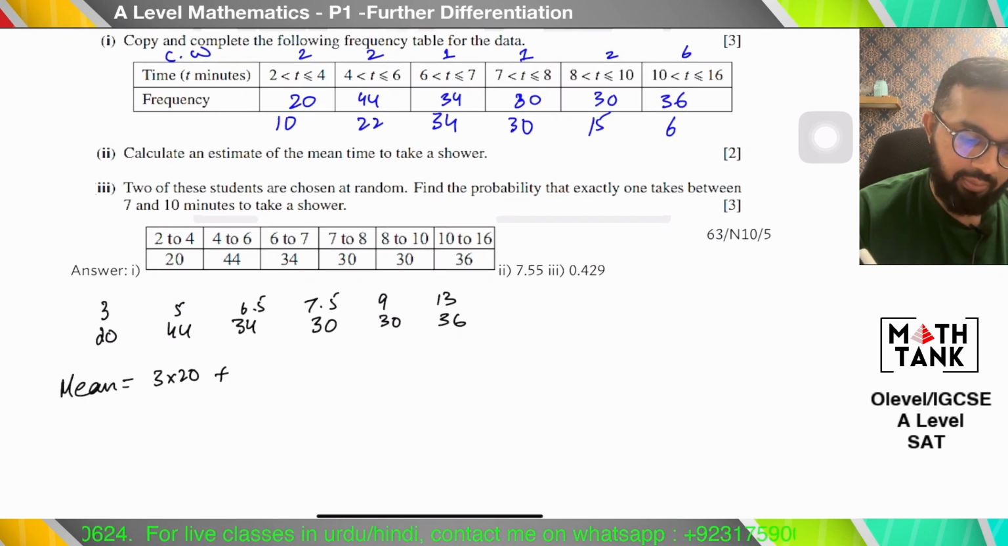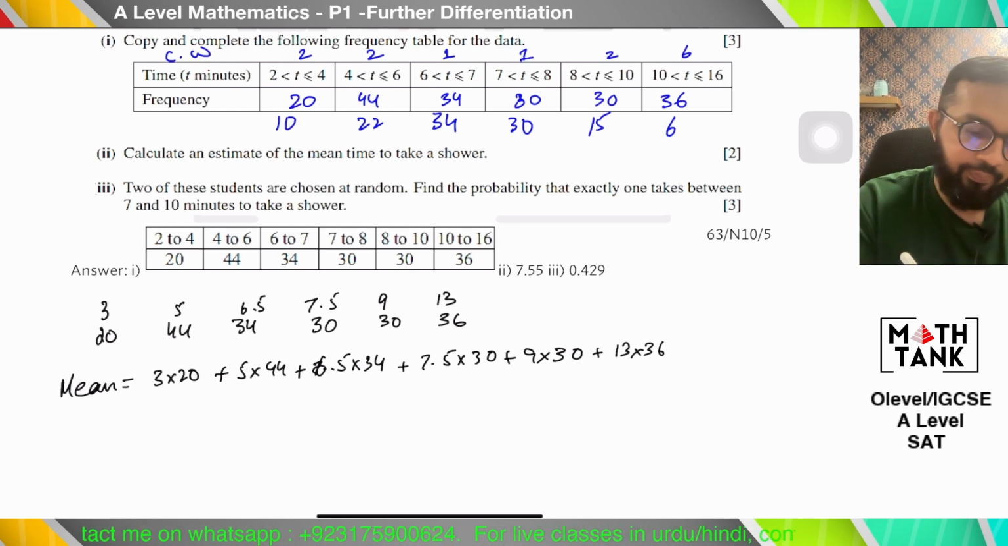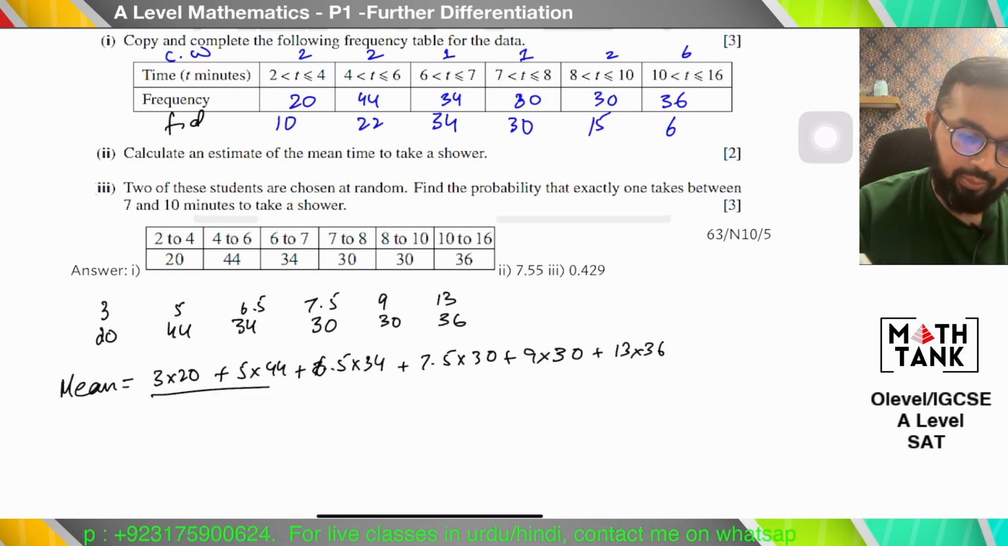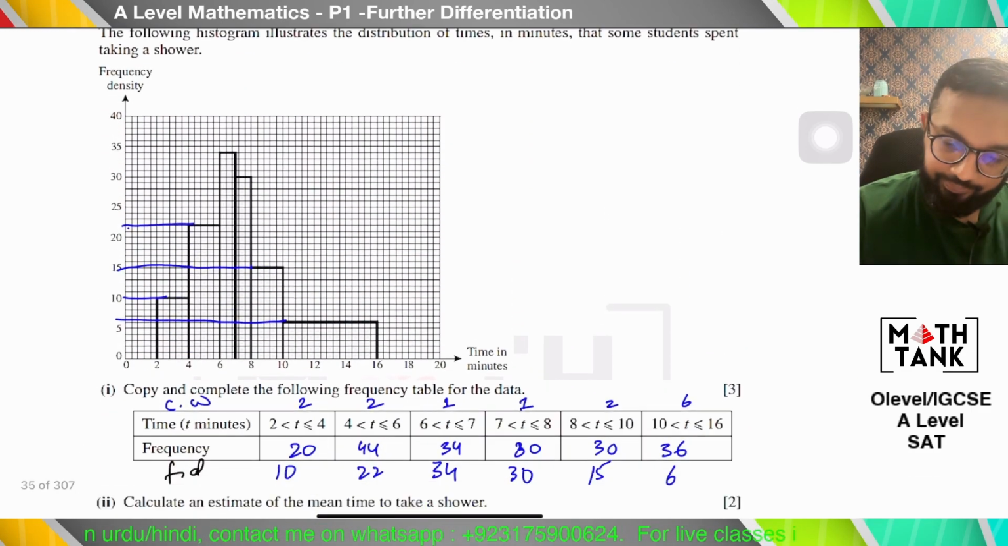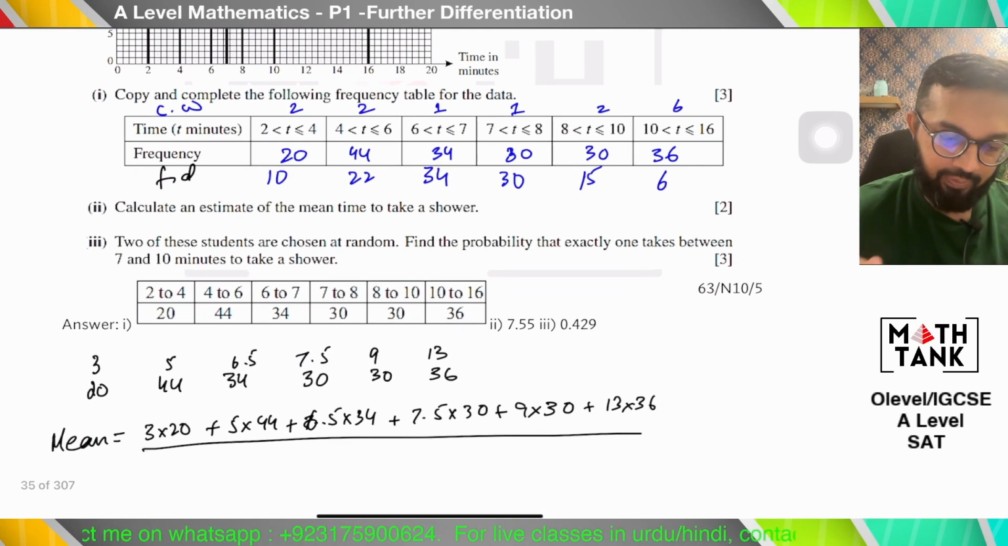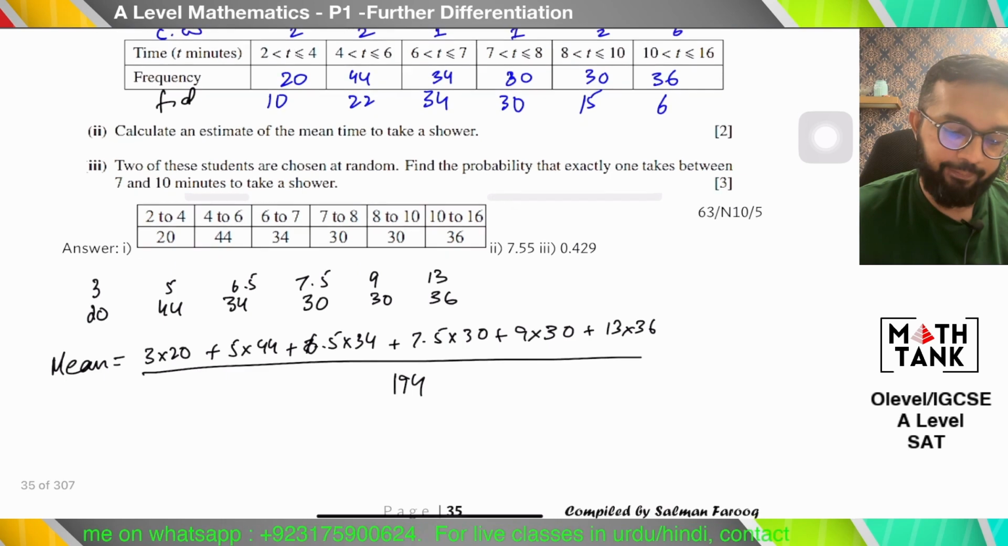3 into 20 plus 5 into 44 plus 6.5 into 34 plus 7.5 into 30 plus 9 into 30 plus 13 into 36, divided by... oh, how many people were there in total? No, I don't have that. I'll have to add all of them up. So 20 plus 44 plus 34 plus 30 plus 30 plus 36. That gives me 194, I think.